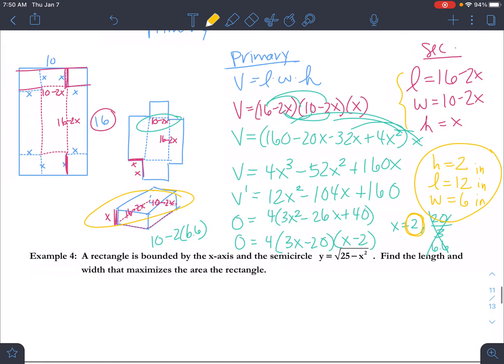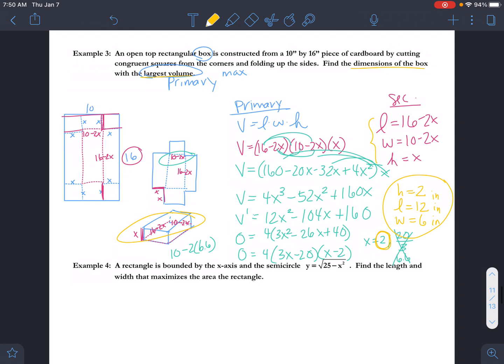All right, easy way to double check your answer. Plug it in and make sure that they're all positive numbers and make sure that those dimensions make sense.